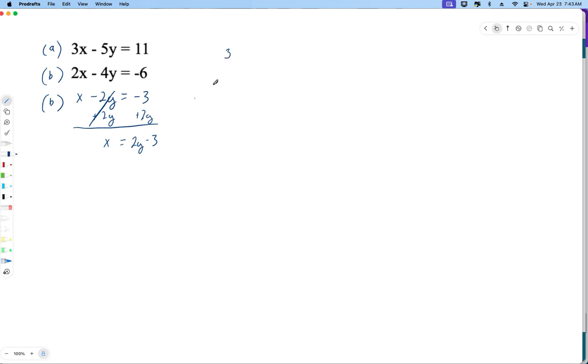So 3, and the value of x is 2y minus 3, minus 5y equals 11. All right, I just took this and put that where that x was, right there. So 6y minus 9 minus 5y is equal to 11. I'm going to add 9 to both sides. And 6y minus 5y is y by itself. Y is equal to 20.